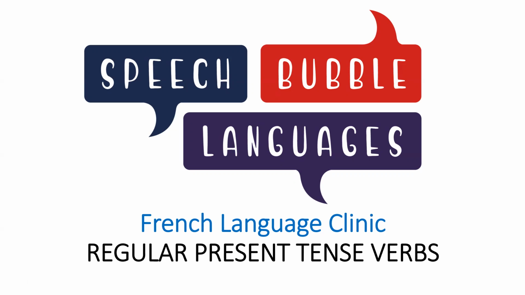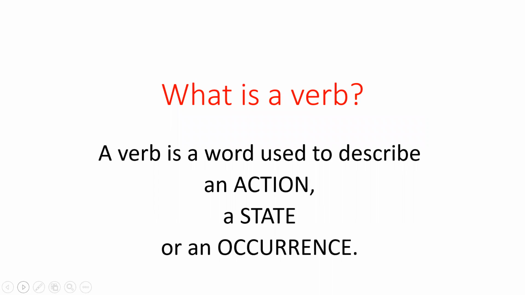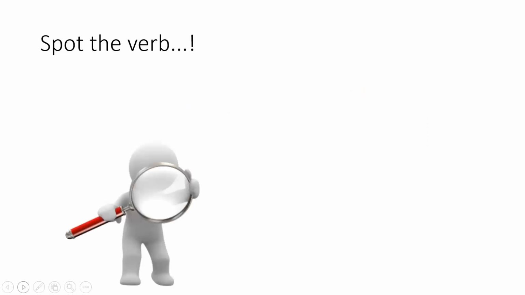This language clinic focuses on regular present tense verbs. So let's get started. As always, we like to check that we know what we mean by the expression verb. So a verb is a word that is used to describe an action, a state, or an occurrence. Lots of people refer to verbs as being doing words. A little bit general, but yes, that's true. An action, a state, or an occurrence.